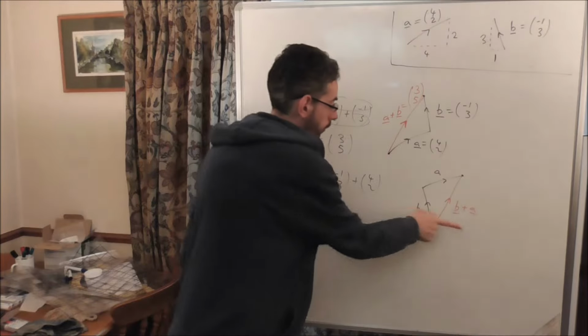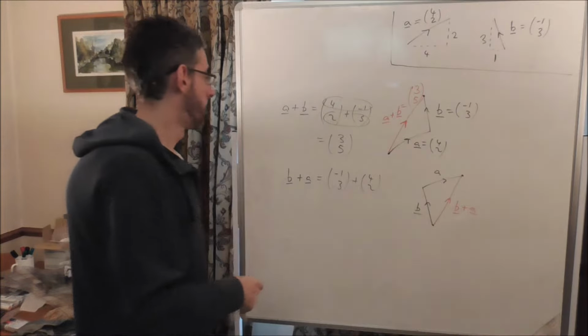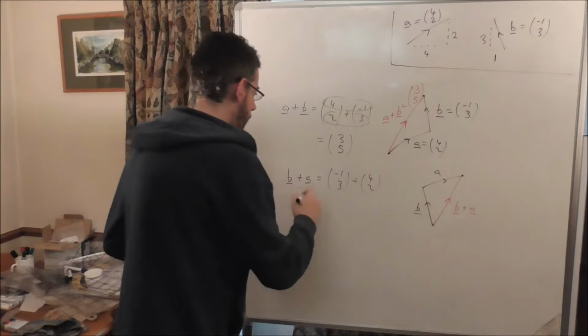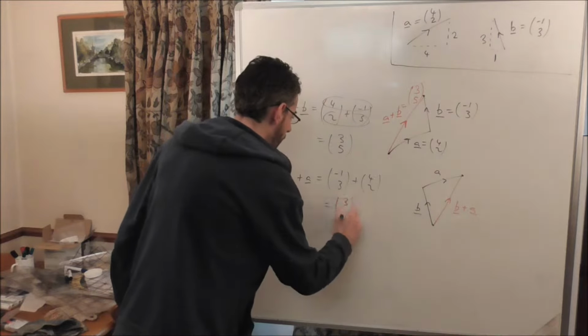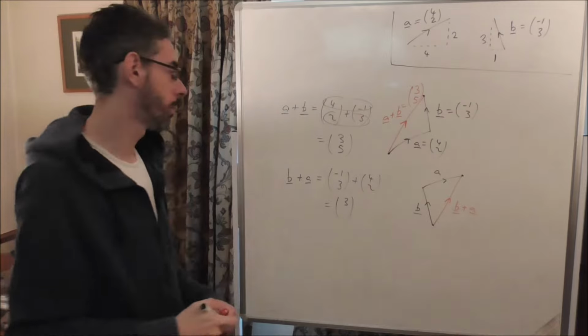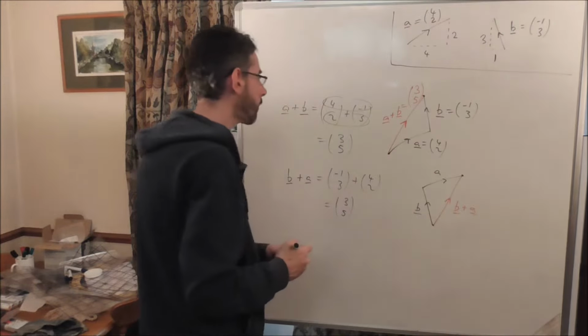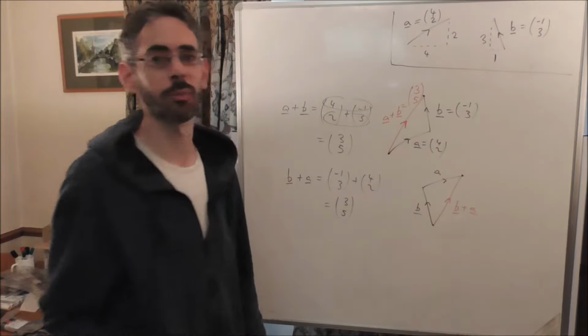So how far horizontally have we gone overall? Well, we went 1 left and then 4 right. So that's an overall movement of 3 to the right. So minus 1 plus 4 is 3. And then we went 3 up and 2 up, so that's 5 up overall. So yes, it's exactly the same journey as you'd expect.